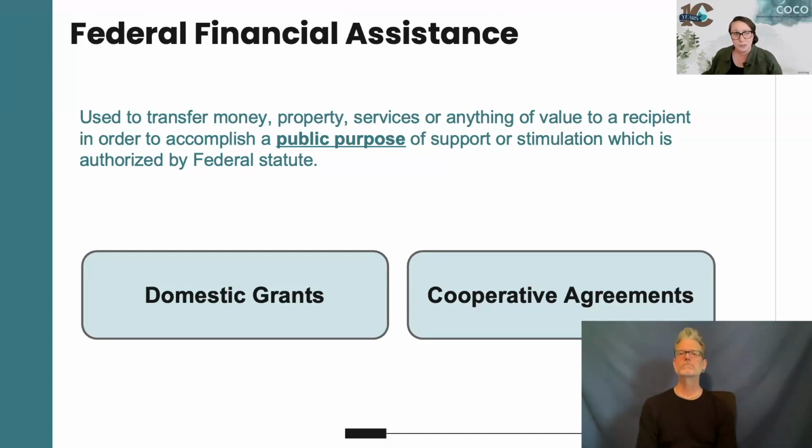So federal financial assistance is used broadly across the Forest Service and is delivered through these two tools or instruments, through grants and cooperative agreements. So you can think of grants and cooperative agreements as being solar systems in the federal financial assistance galaxy. Next slide, please.